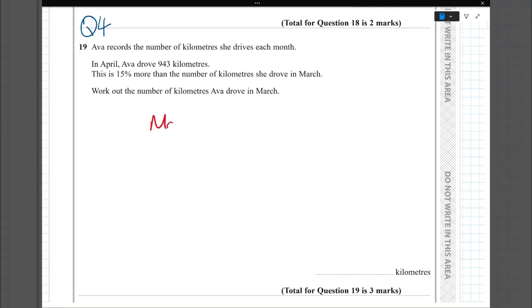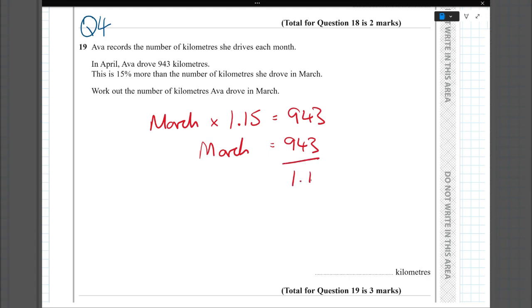So here's March. March was increased by 1.15, and that gives us 943. This is a reverse percentages question. They come up every year. So March is going to equal 943 divided by 1.15. And that gives us 820 kilometres.